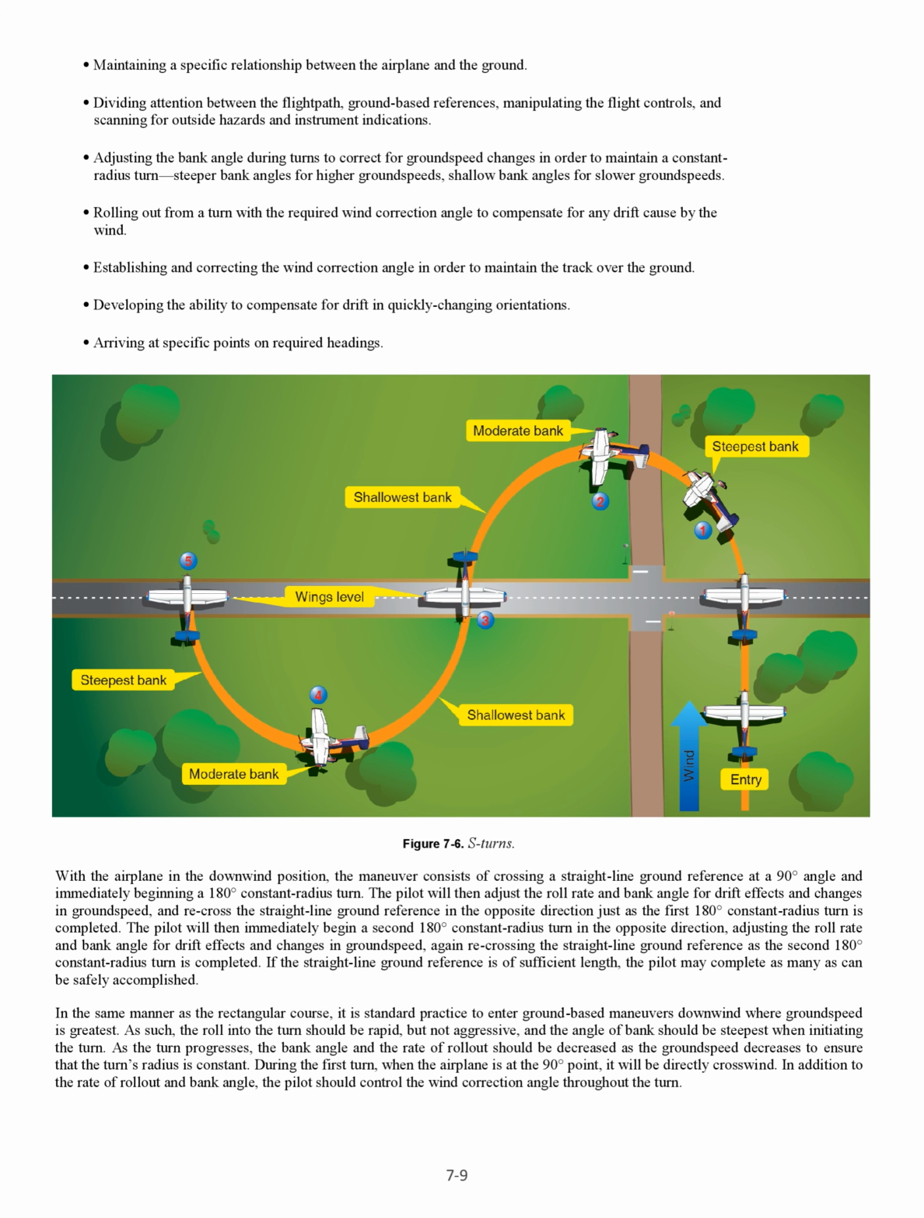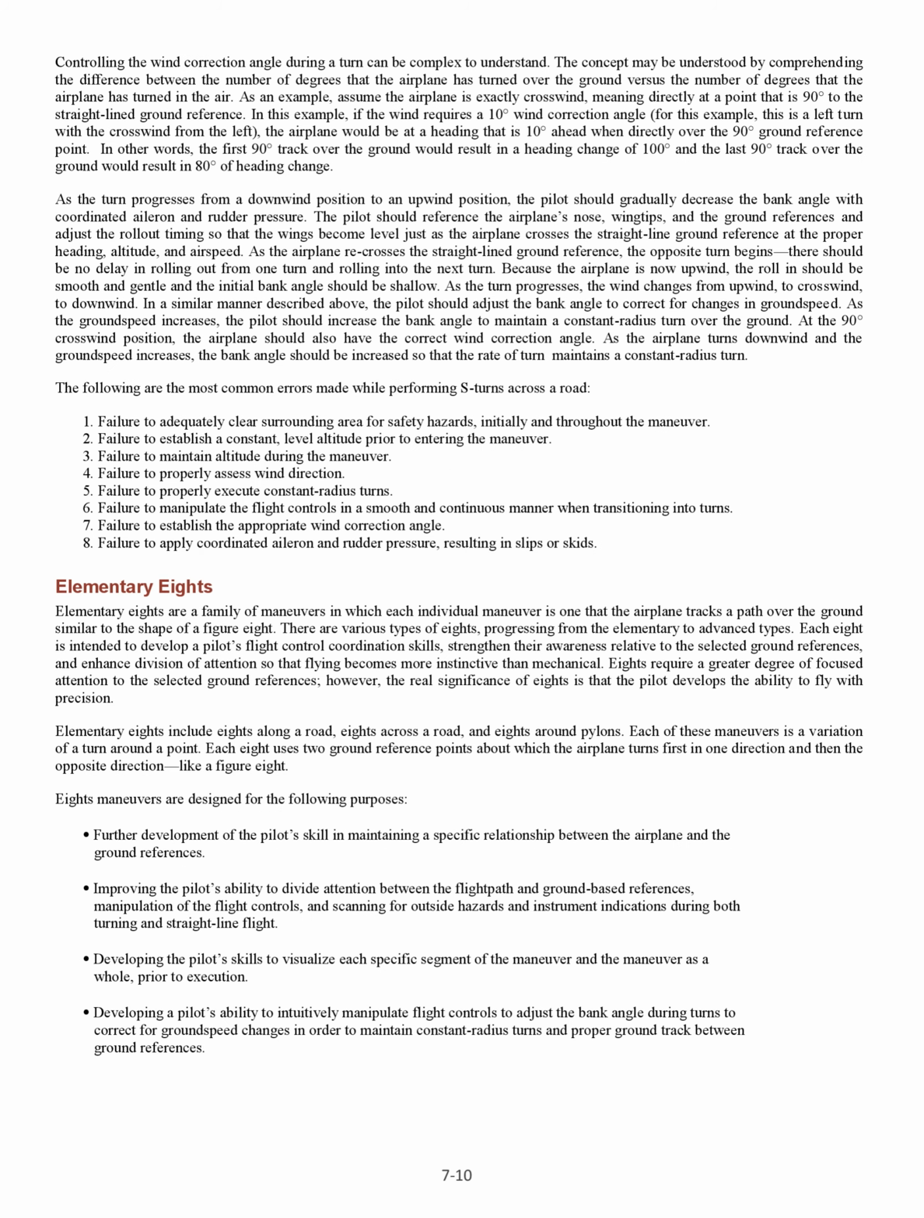During the first turn, when the airplane is at the 90 degree point, it will be directly crosswind. In addition to the rate of rollout and bank angle, the pilot should control the wind correction angle throughout the turn. Controlling the wind correction angle during a turn can be complex to understand. The concept may be understood by comprehending the difference between the number of degrees that the airplane has turned over the ground versus the number of degrees that the airplane has turned in the air.